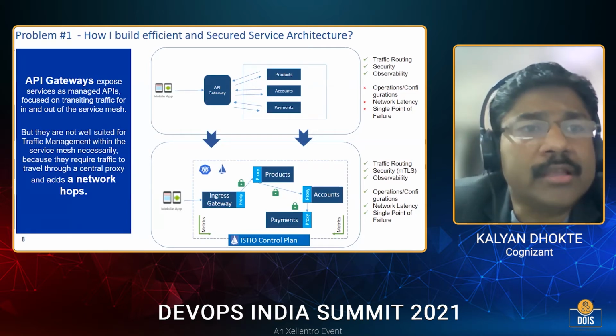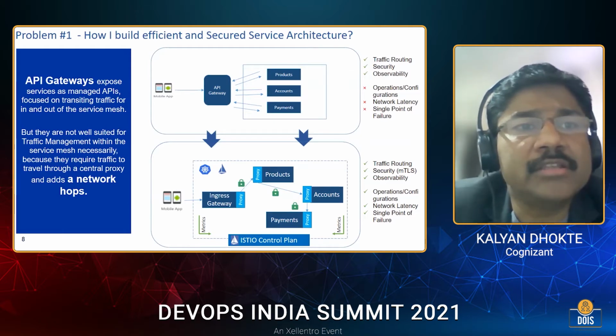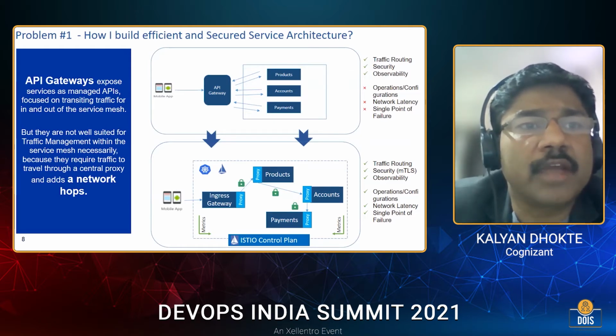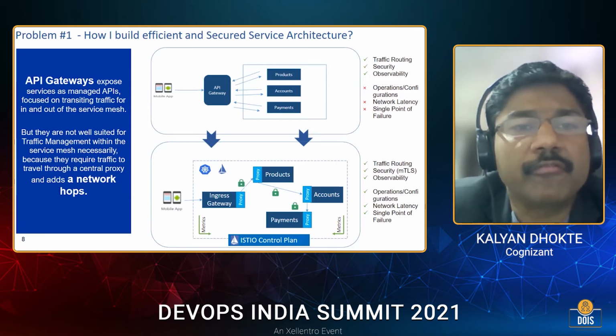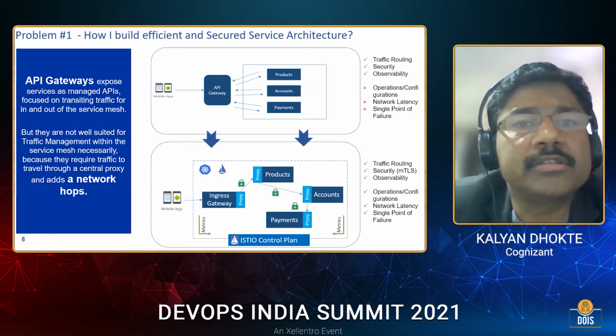So overall, I can see the API gateway exposes services as a managed API and focuses on transiting traffic in and out. But with the Istio Service Mesh, it reduces the network hops because of this internal traffic within the cluster. That helped me to overcome this kind of challenge.